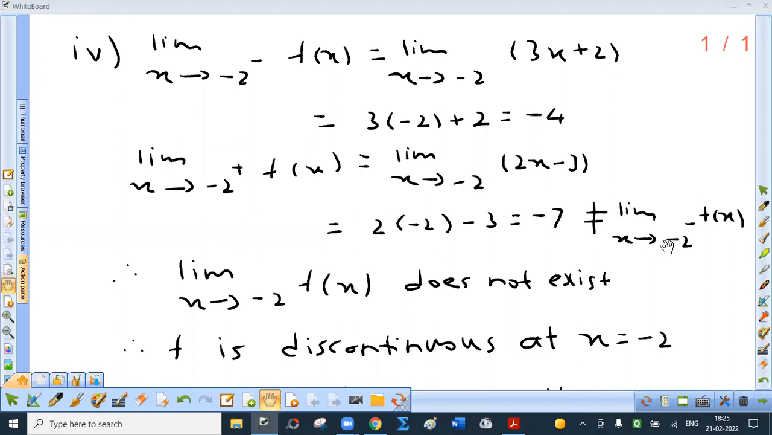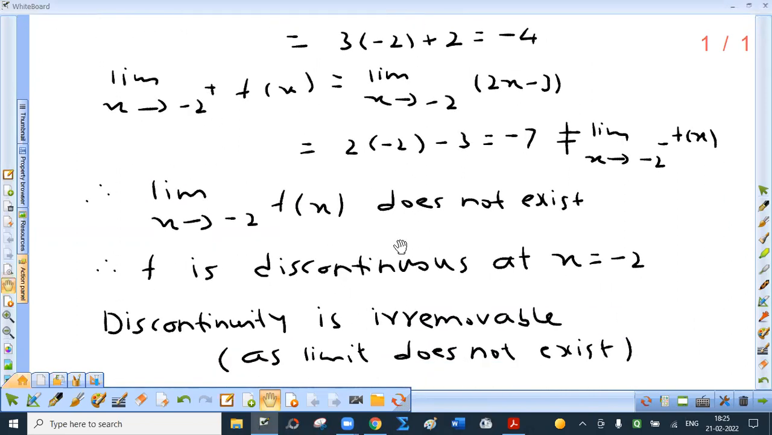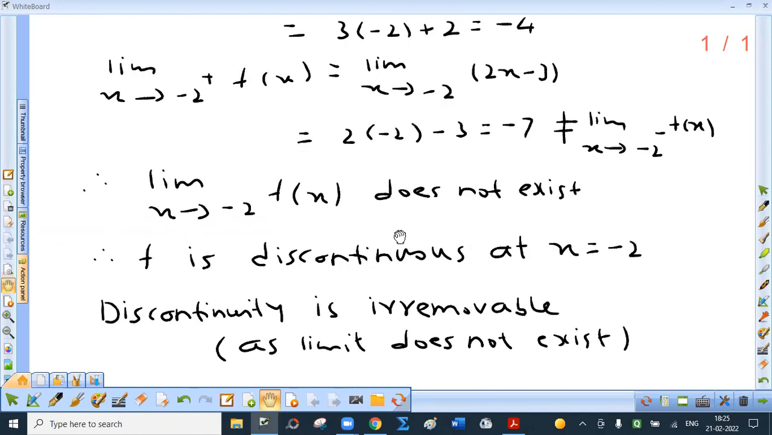Not the same as the left hand limit. So the limit does not exist. So the function is discontinuous at x equal to minus 2. Now this discontinuity is irremovable. Why? Because the limit does not exist.